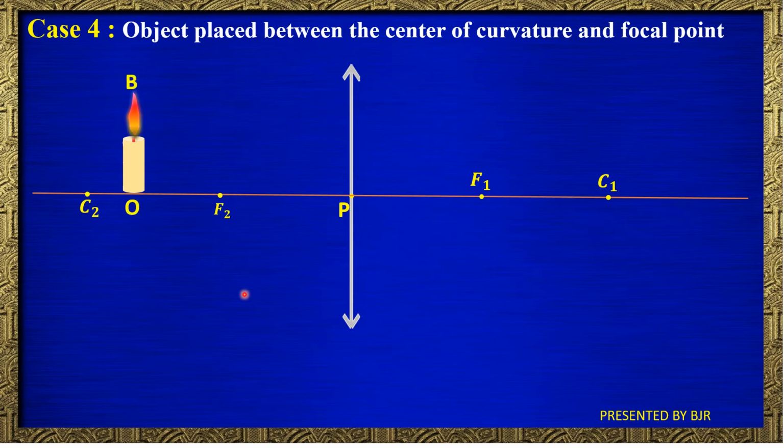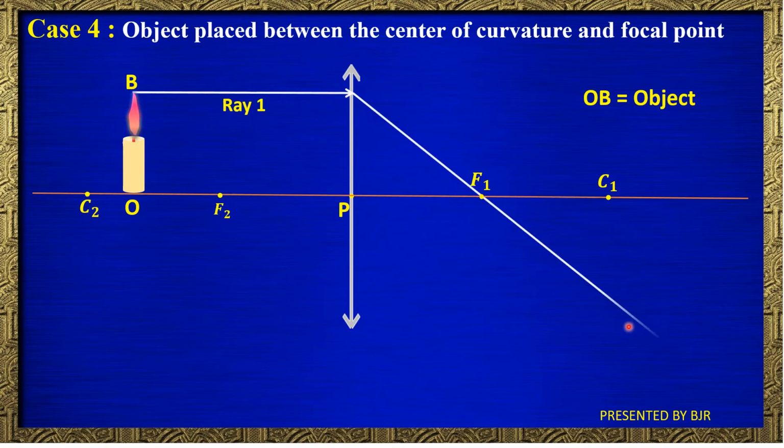So OB is what here? OB is the object. Same two rays from the same point I am drawing. There is no deviation. So see here, OB is the object. Let us draw the first ray, ray 1, a ray traveling parallel to the principal axis, falling on the lens. After refraction, it will pass through the focal point. This is the first refracted ray.